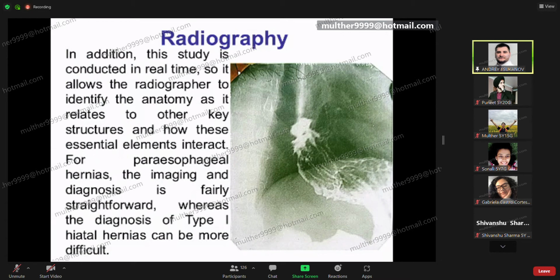In addition, this study is conducted in real time, so it allows the radiologist to identify the anatomy as it relates to other key structures and how these essential elements interact. For paraesophageal hernias, the imaging and diagnosis is fairly straightforward, whereas diagnosis of type 1 hiatal hernias can be more difficult.